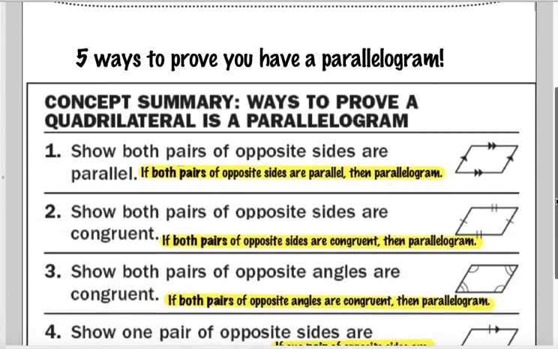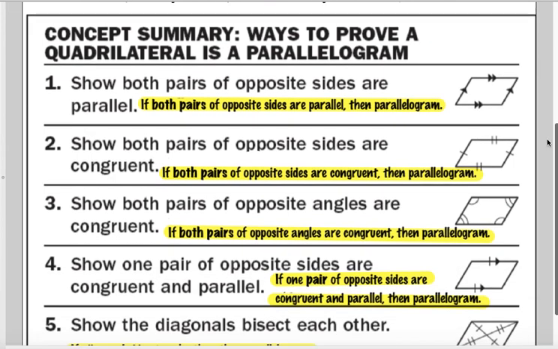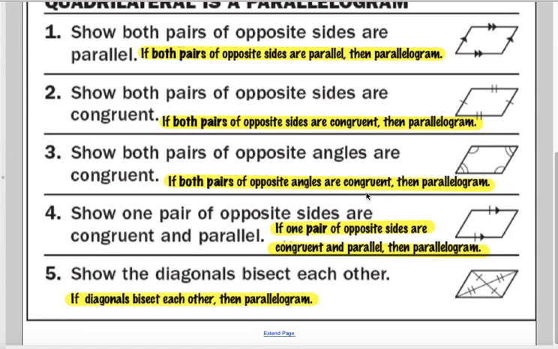There are some ways to prove that you have a parallelogram, ways that you would know for sure. The first one is, if you know that both pairs of opposite sides are parallel, then you have a parallelogram. If you know that both pairs of opposite sides are congruent, then you know you have a parallelogram. If both pairs of opposite angles are congruent, then it's a parallelogram.